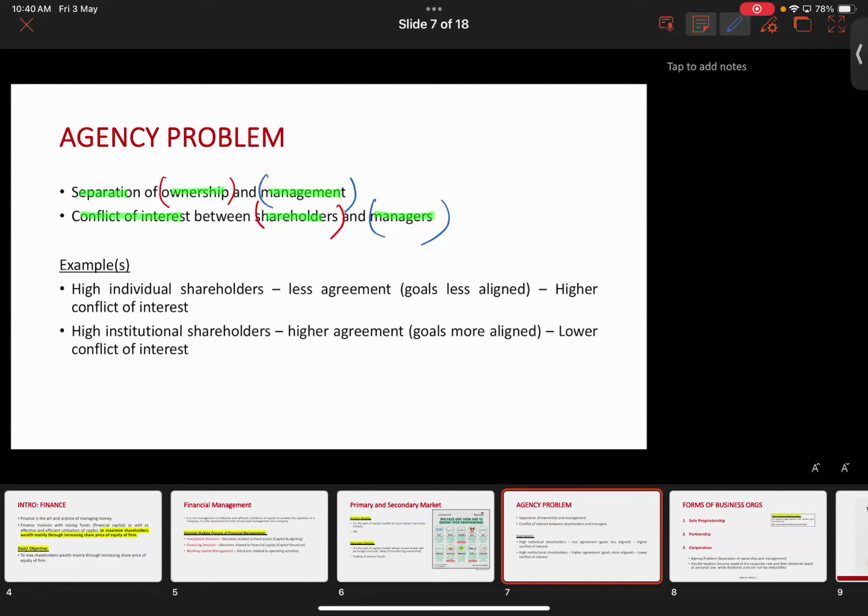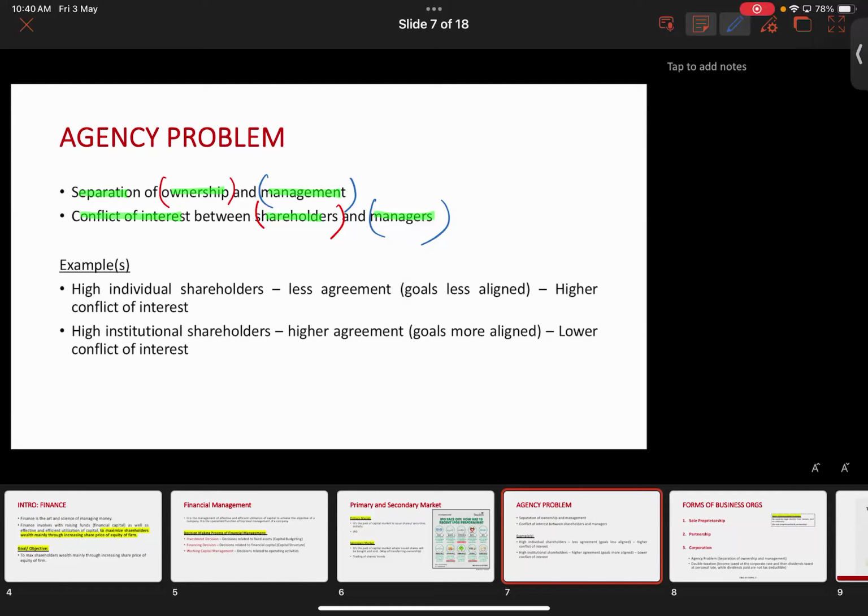So you see these two groups of people have different interests and different goals, and therefore it may cause conflicts. Shareholders only care about the wealth of the company, the share price of the company, but managers care about other things, which are about the salary. So there will be a conflict of interest. We call it agency problems.